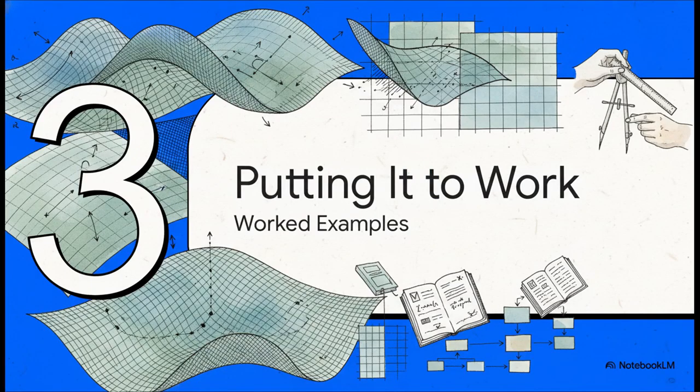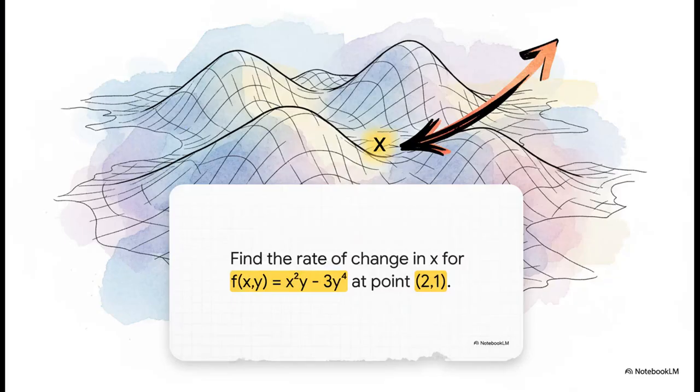All right, that's enough theory. You know the best way to really get this stuff is to see it in action. So let's get our hands dirty and walk through a few classic problems you're definitely going to see. Okay, first up, a pretty straightforward rate of change question. We've got a surface, we've got a specific point, and all we want to know is, how steep is it right there if we're facing east along the x-axis?